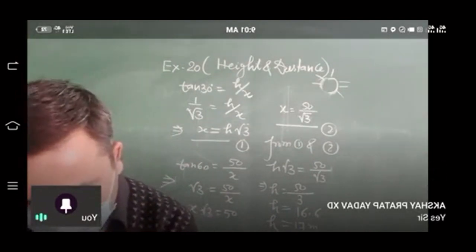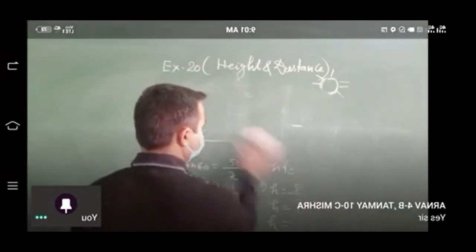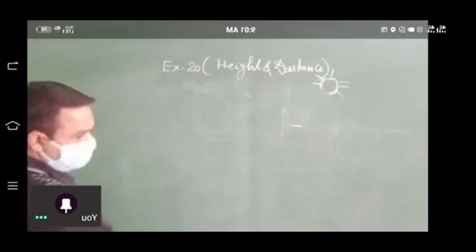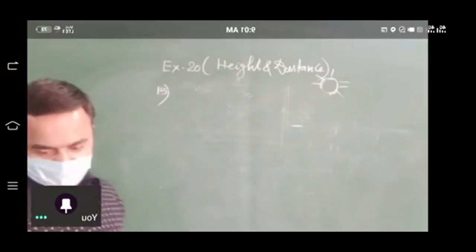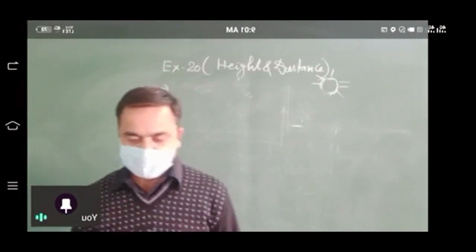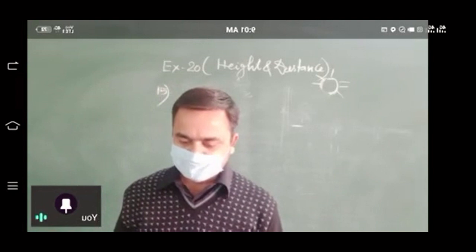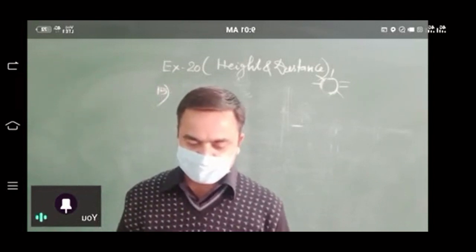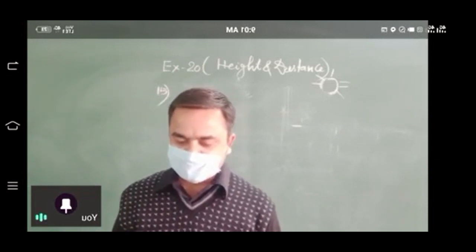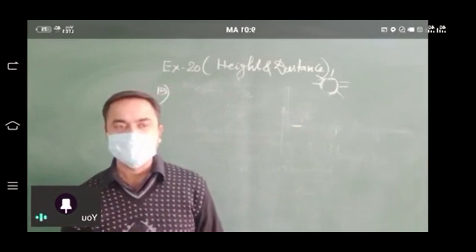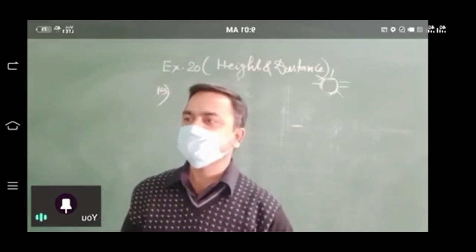Come to the question number 15. A man observes the angle of elevation of the top of a tower to be 45 degrees. He walks towards it in the horizontal line through its base. On covering 20 meter, the angle of elevation changes to 60 degree. Find the height of the tower correct to two significant figures.